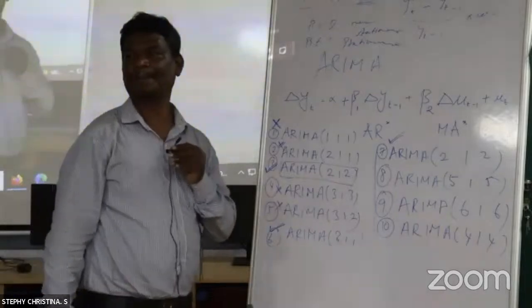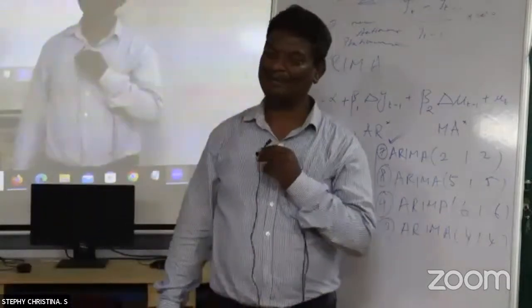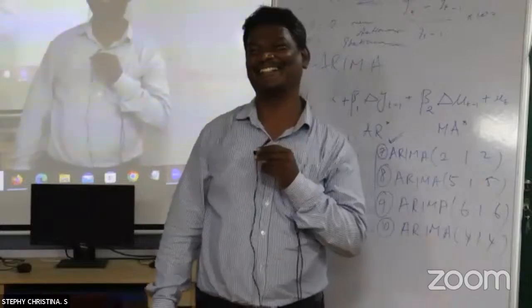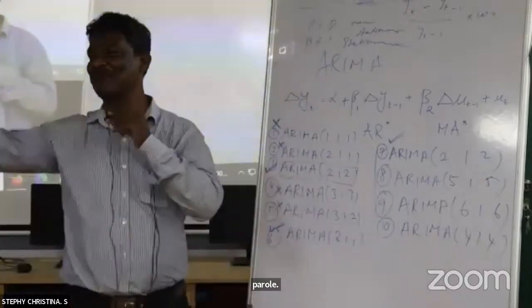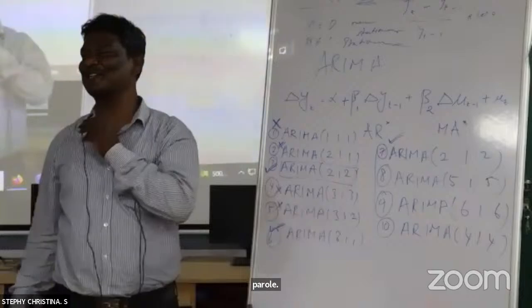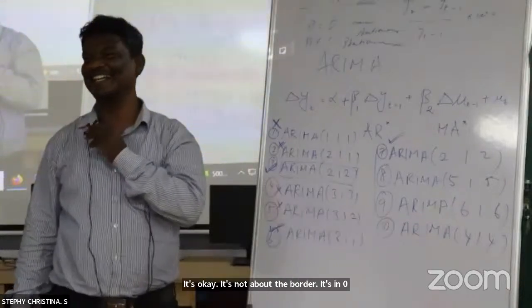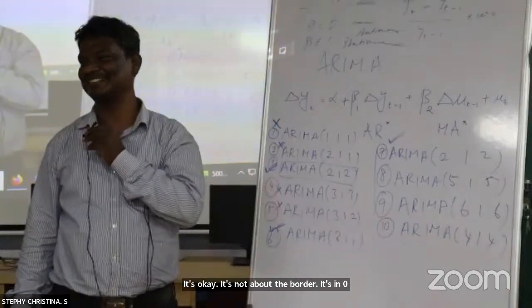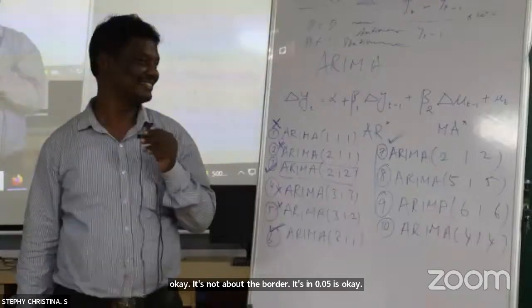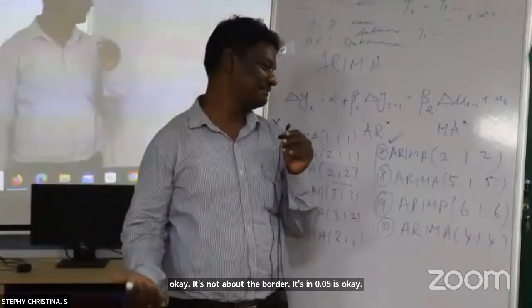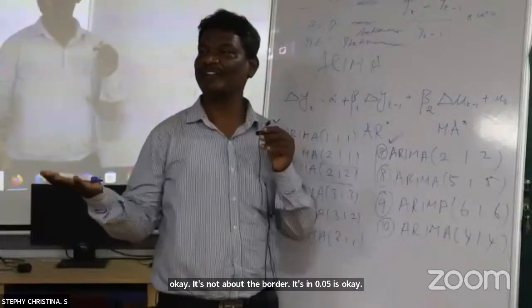It's okay. It's not about the border. If it is less than 0.05, it's okay. So can we consider 515?